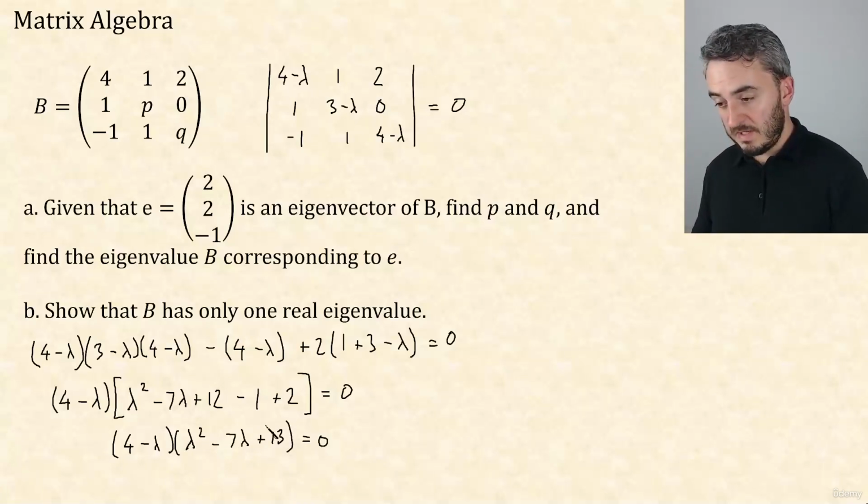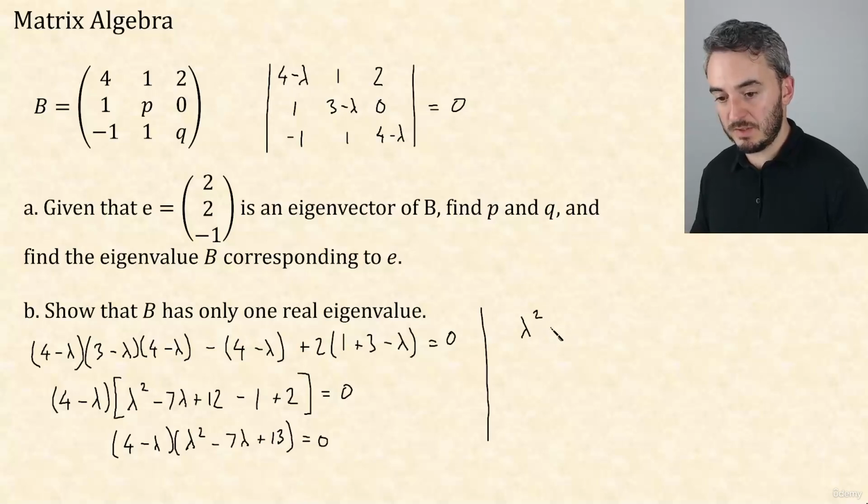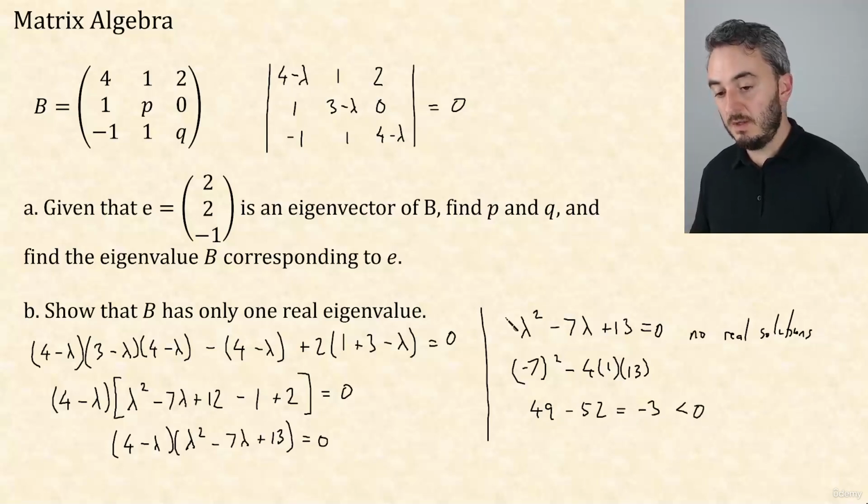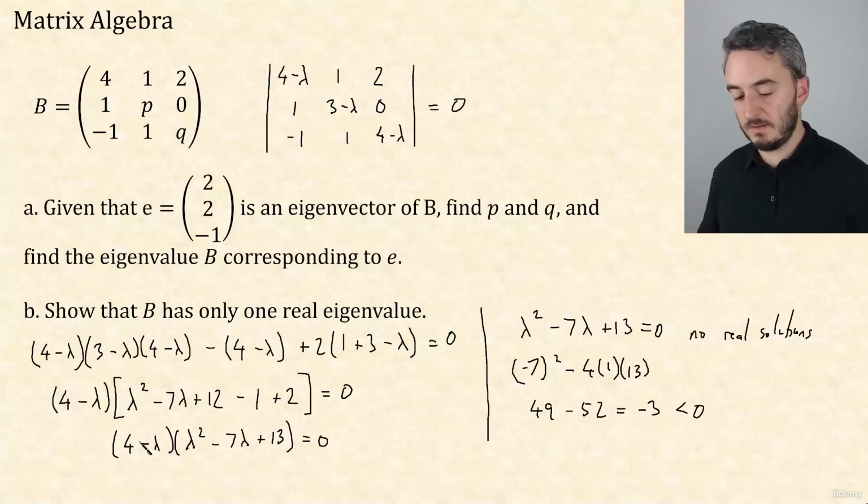And what we're trying to show is that lambda equals 4 is the only real eigenvalue. And it is, because lambda squared minus 7 lambda plus 13 has no real solutions. We can show that with the discriminant. Our proof there is that b squared minus 4ac, so minus 7 squared minus 4 times 1 times 13, is 49 minus 52, which is minus 3. So that's giving us no solutions, so lambda equals 4 is the only eigenvalue.